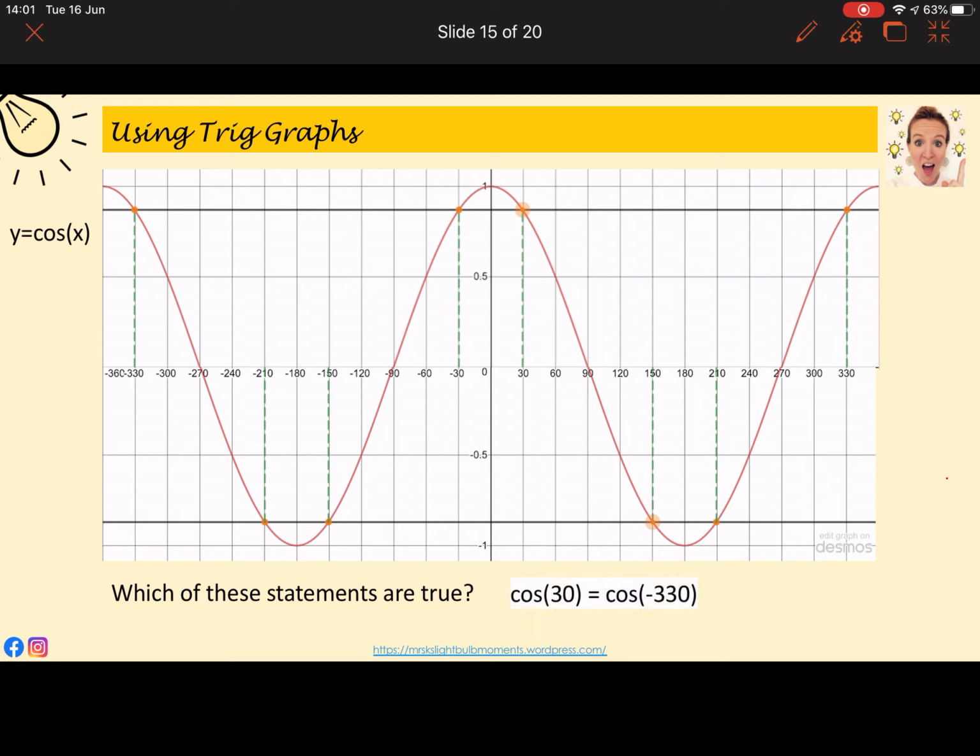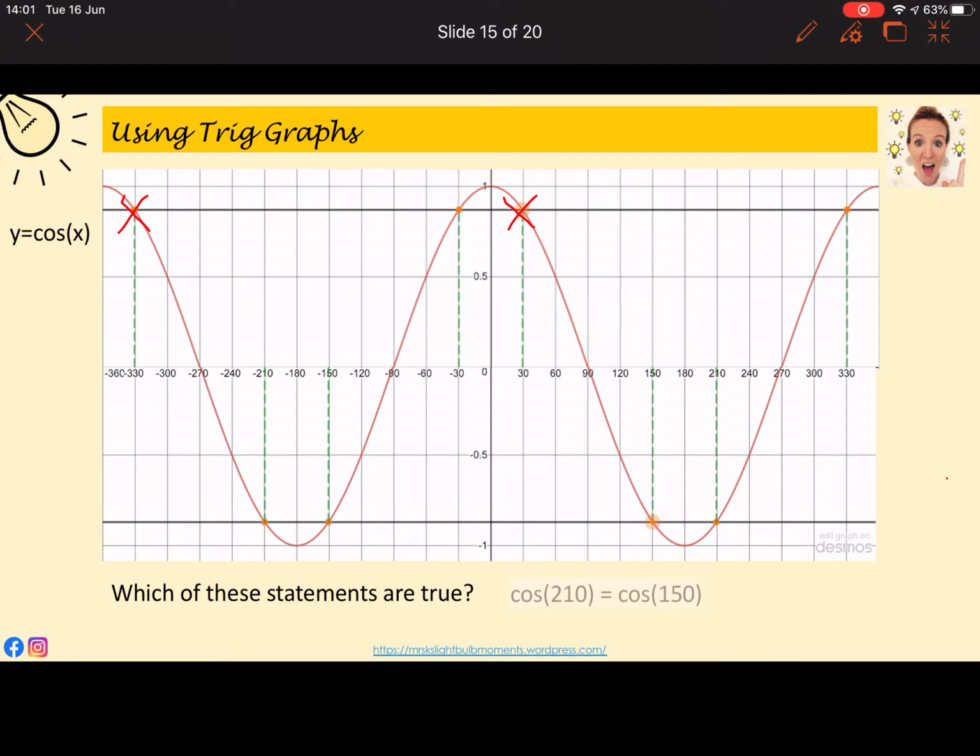So next one, is cos 30 the same as cos of minus 330? So have a little look for them. Cos 30 is here. I'm crossing it now. And cos of minus 330 is here. Yes, they're the same. Perfect.